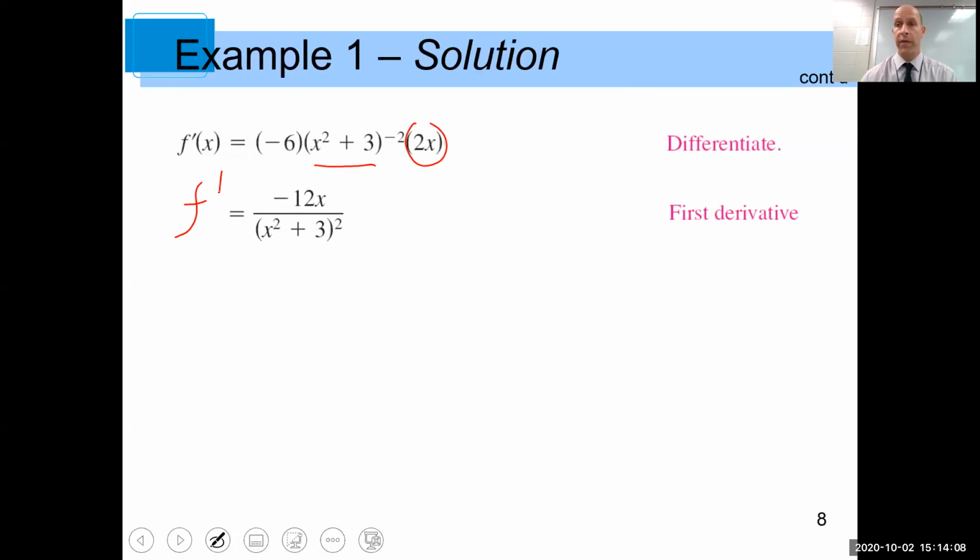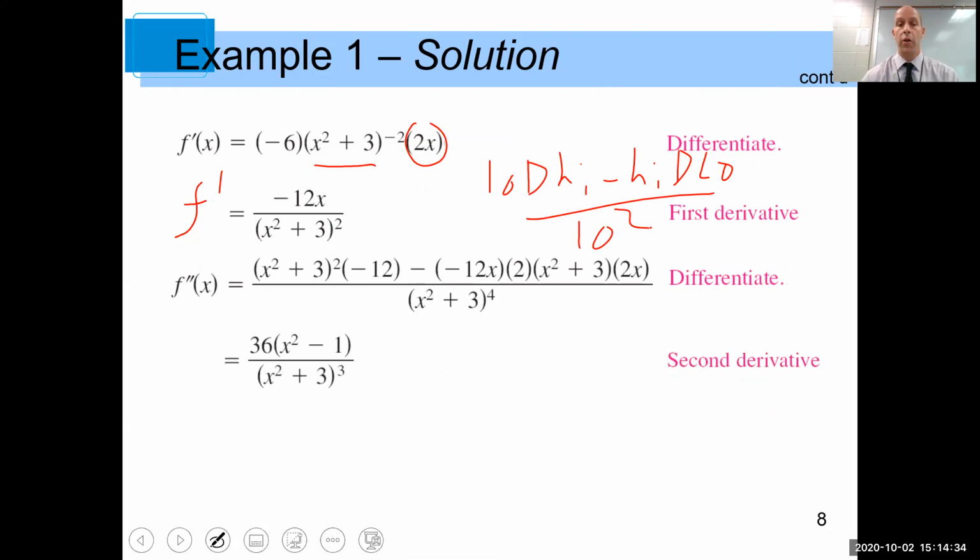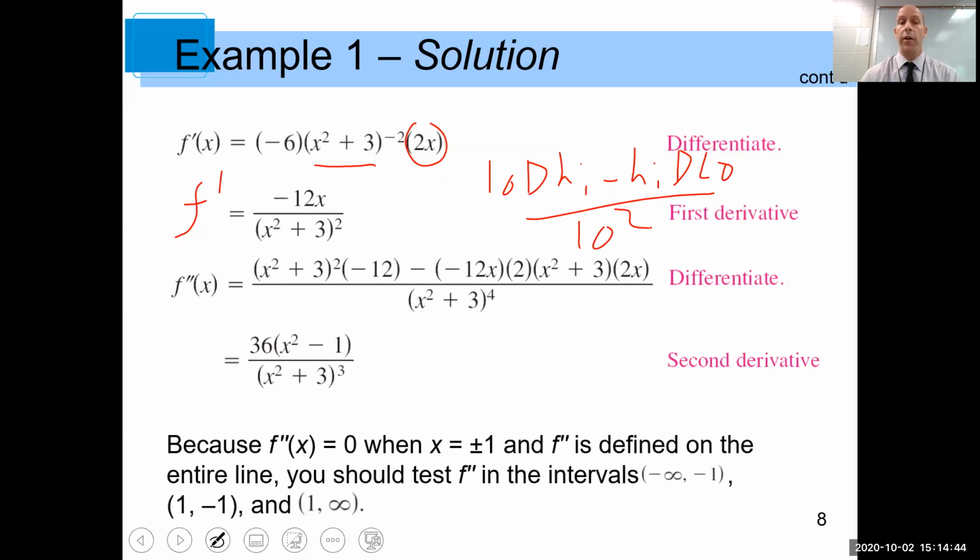But this is just the first derivative. Since we're interested in concavity, we're going to go to the second derivative. Now I'm going to go ahead and use the quotient rule. And just a quick reminder, the quotient rule is low d high minus high d low over low squared. So that's what we did here. I've shown all the work if you want to check that. Let's clean it up a little bit. The numerator becomes 36x squared minus 1. The denominator is x squared plus 3 to the third. So now here's a crucial step.